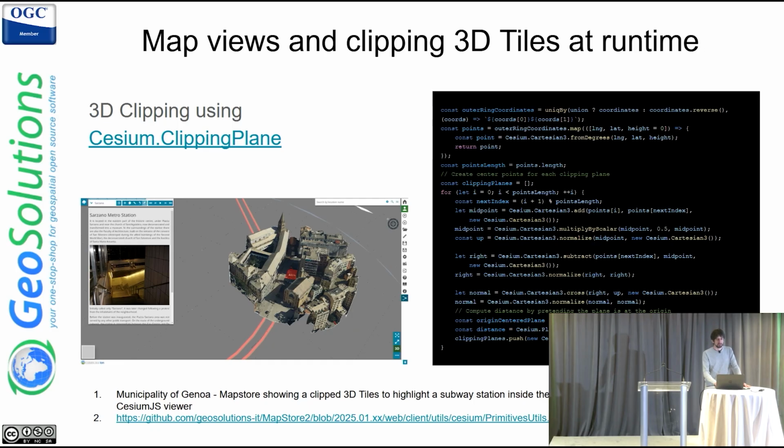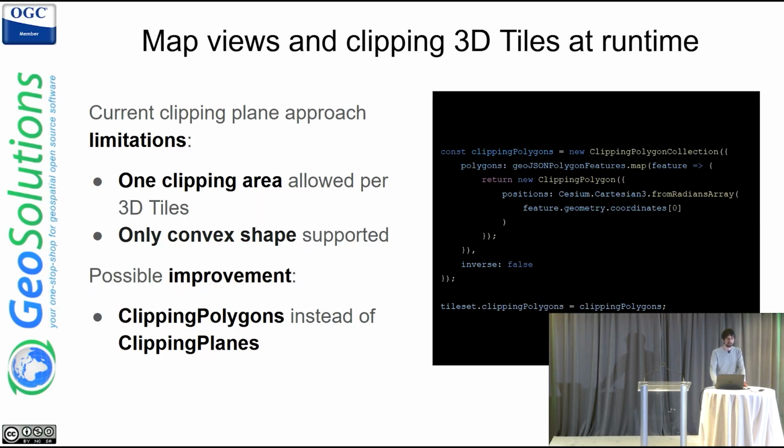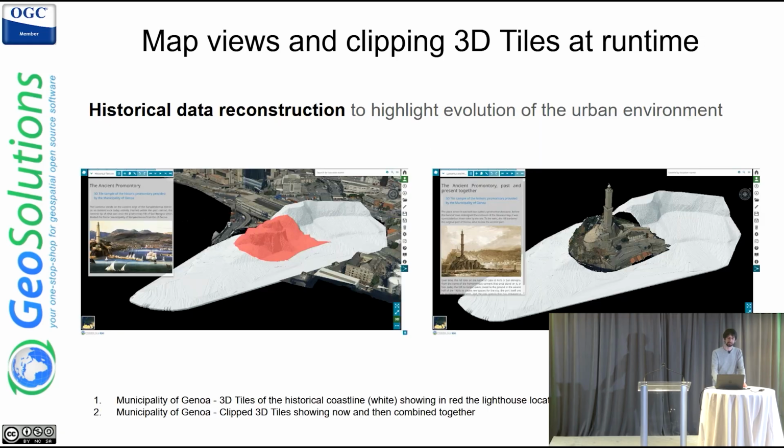A few years ago, looking also at the discussion on the Cesium forum, there was a proposal to use clipping planes. So we ended up integrating this logic inside our framework, with some limitations. At the time, we could clip just one area at a time, and only convex shapes. And right now, we're seeing that Cesium, in the latest version last year, included the possibility to have clipping polygons. This will help us also to have a more granular way to show evolution inside the urban environment.